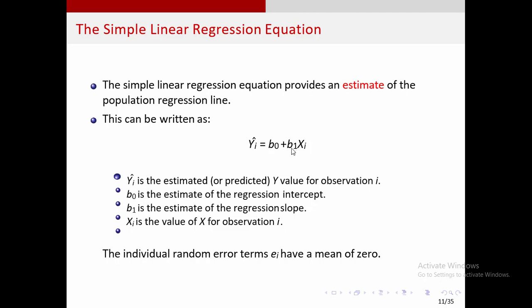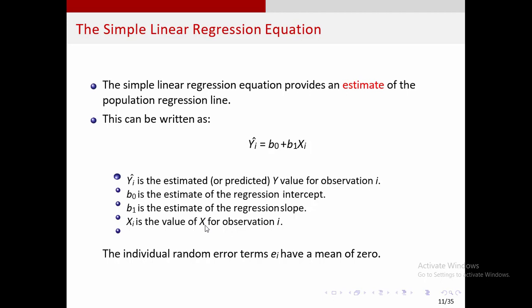If the value of B1 is positive, it means that our slope is positive and it is going upward. And if the B1 coefficient has a negative sign, it means that our slope is negative and the line is coming downward, and this negative sign shows that with the increase in x, there will be a decrease in the response variable. Likewise, if this coefficient B1 is positive, there will be an increase in the response variable. xi is the value of x for observation i.